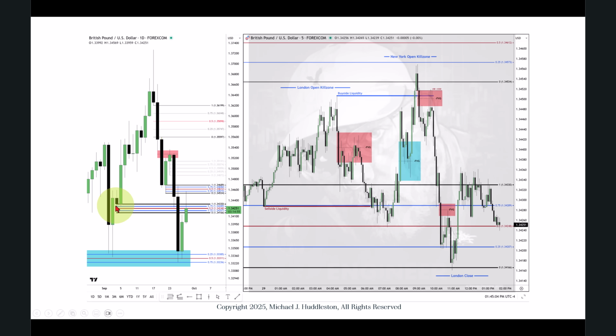hits the consequent encroachment of this discount wick right here. That level comes in at 1.34248. 1.34248 hits it there perfectly, dead bang on, rallies, fair value gap there, trades down into that, then rips higher, takes the buy side here, retraces once more into this buy side about sell side efficiency.